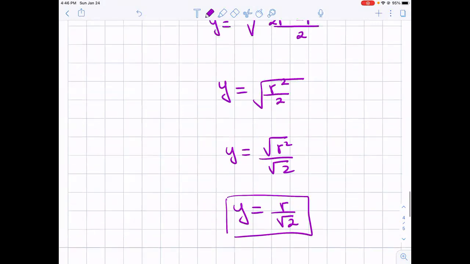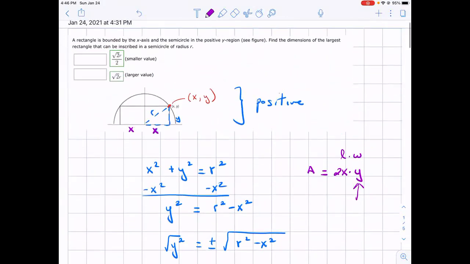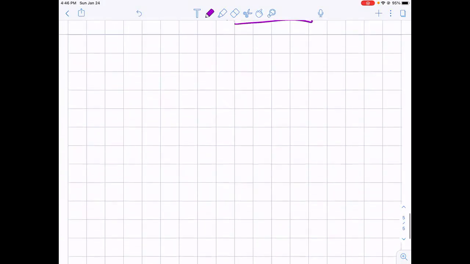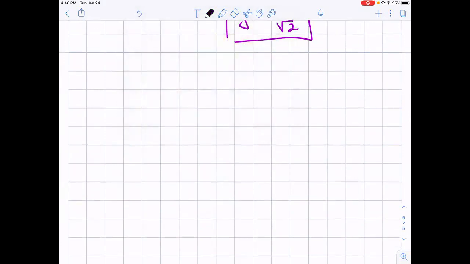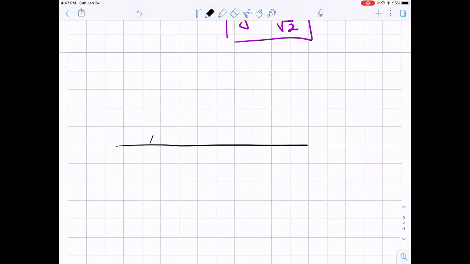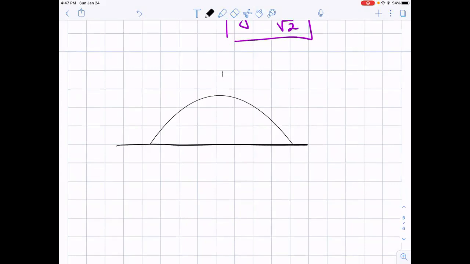The question is asking us to find the dimension of the largest rectangle. So we want to find the dimension of the largest rectangle. Now, if you look back at our picture, it's supposed to be a circle. Close the circle. And somewhere here is the middle. Here is my rectangle that I'm looking at.